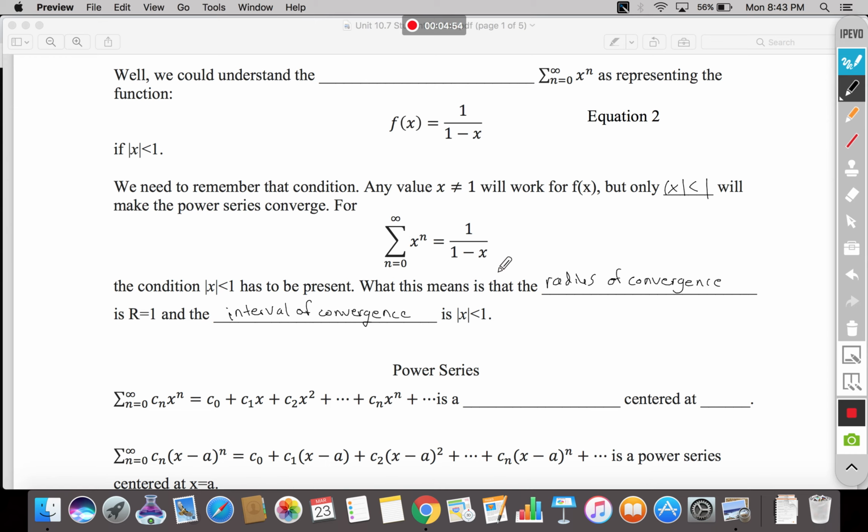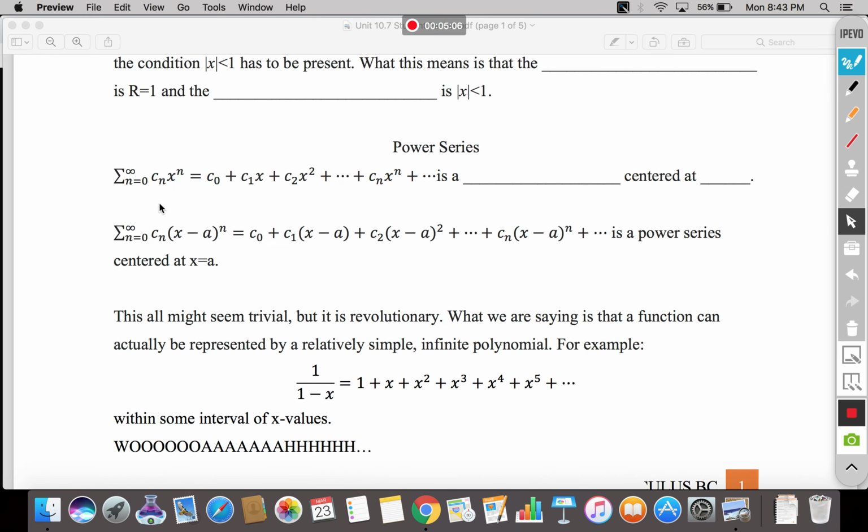This becomes true. Now, let's talk a little bit more about power series. Power series look like this. The sum from 0 to infinity of c sub n, which we can call coefficient n, times x to the n. If n is 0, that would start off with coefficient 0, plus coefficient 1 times x to the 1, plus coefficient 2 times x to the 2, and so on. We call this a power series.